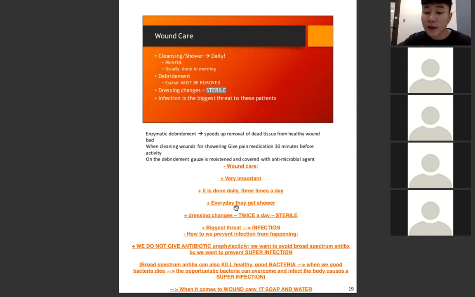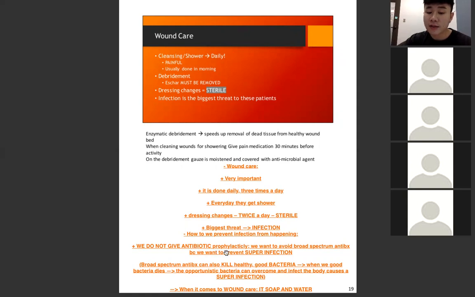So again, wound care is done daily, 3 times a day. Every day they get showered. They shower every single day, excuse me. Dressing changes twice a day and need to be sterile. The biggest threat again is infection. How do we prevent infection from happening?